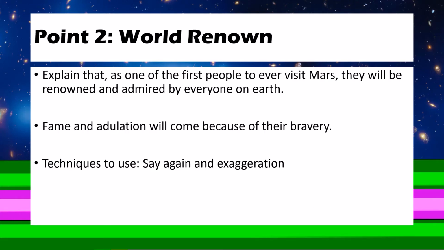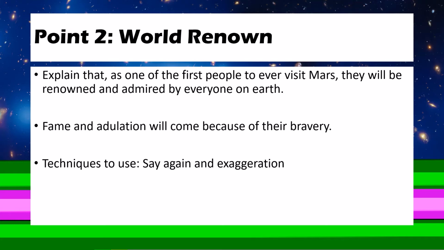Your next main point is about world renown. Now, if you are renowned for something across the world, you are famous because of it. So here, you're going to persuade your audience by explaining that as one of the first people to ever visit Mars, they will be renowned and admired by everyone on Earth.